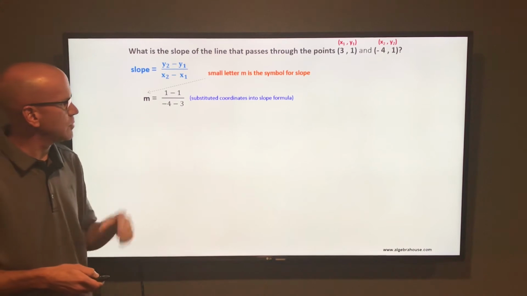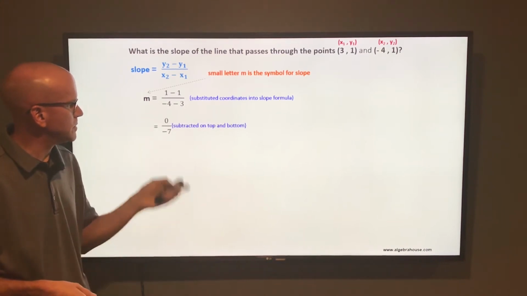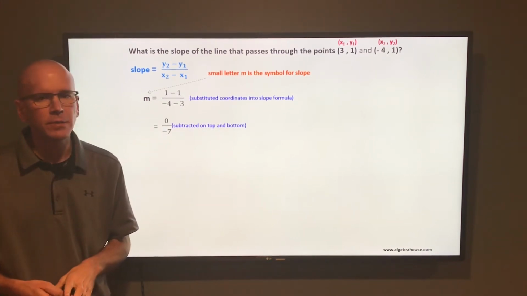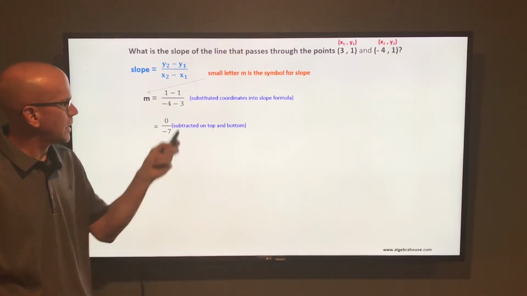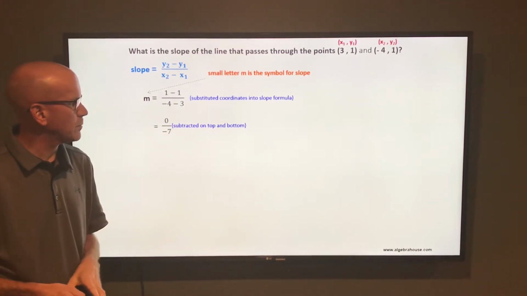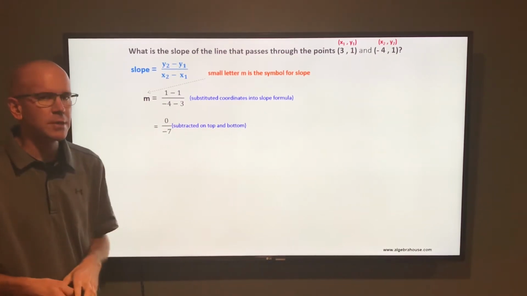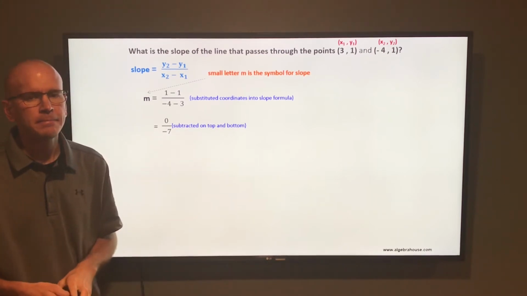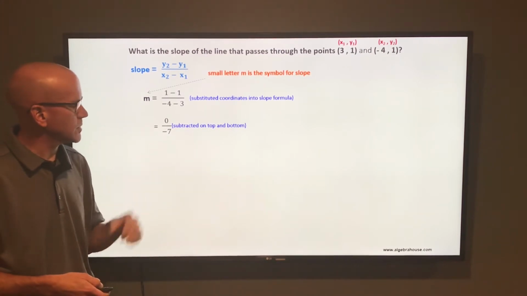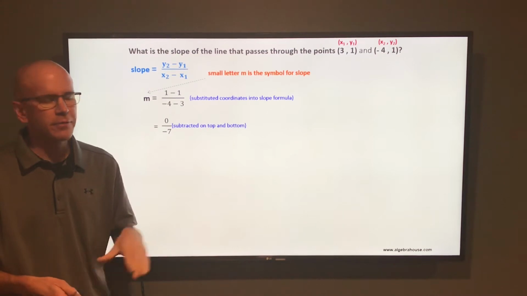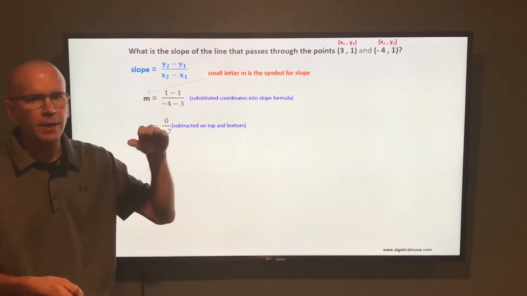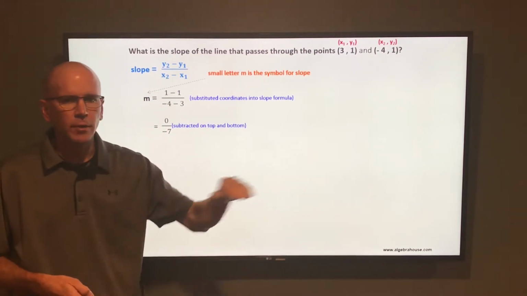So on top in the numerator, taking 1 minus 1, that's going to be 0. So the vertical change is 0. And in the denominator, -4 minus 3 would be -7. So the vertical change is 0. It's not going up or down any. And the horizontal change is -7. So think about that. This line is not going up or down any. It's consistently going left and right.